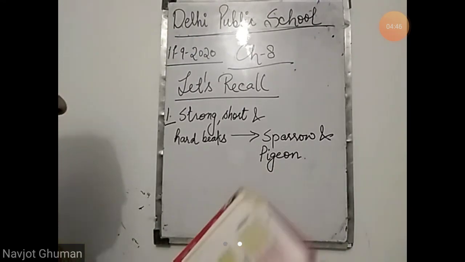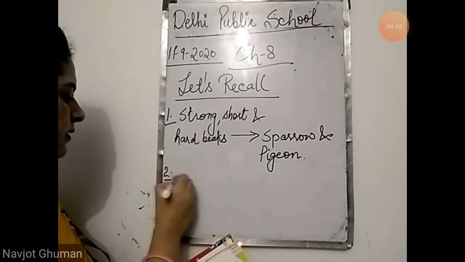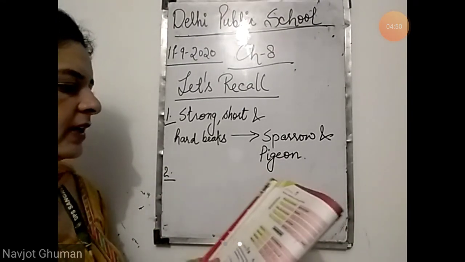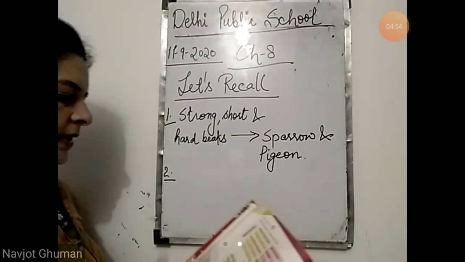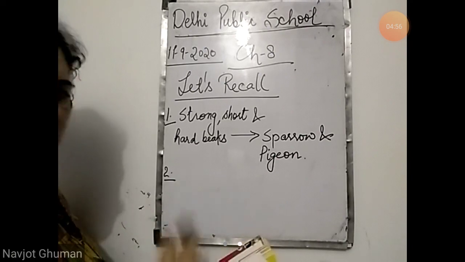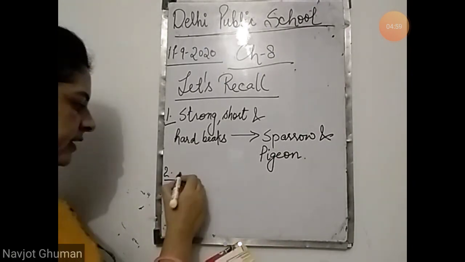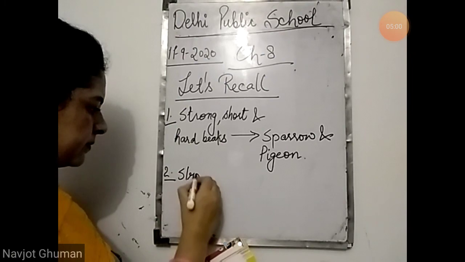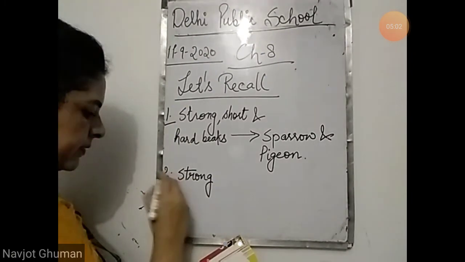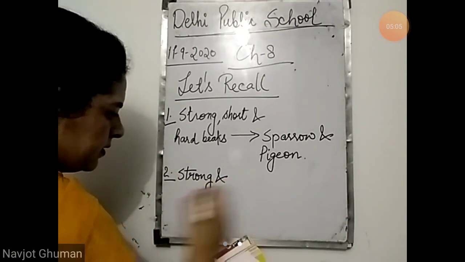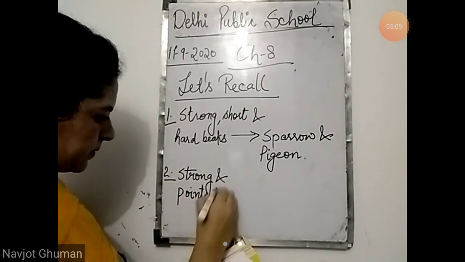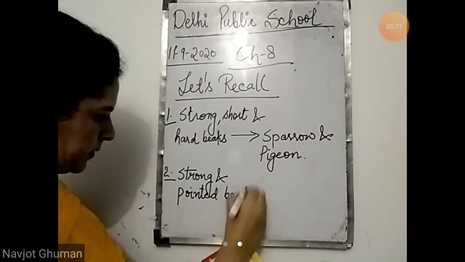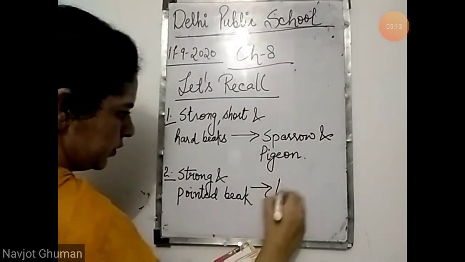Second one: we have to write the characteristic of the beak, and the name of the bird is given, that is woodpecker. What type of beak it has, that we have to write. It has a strong and pointed beak. Woodpecker.